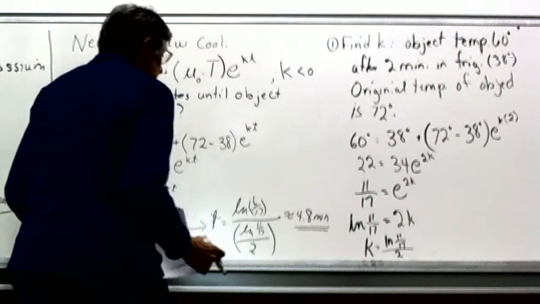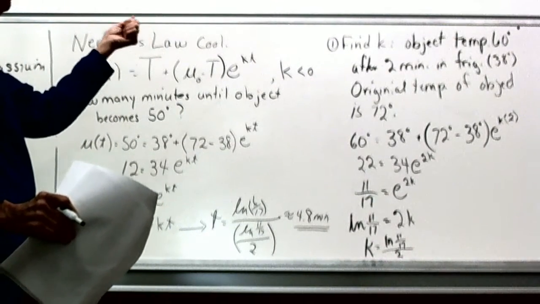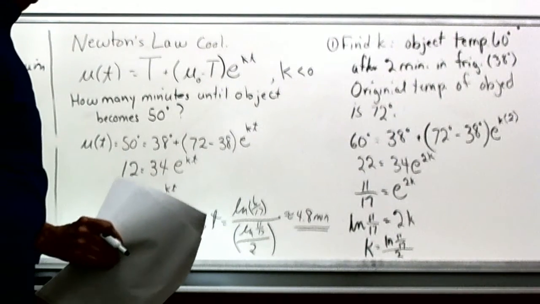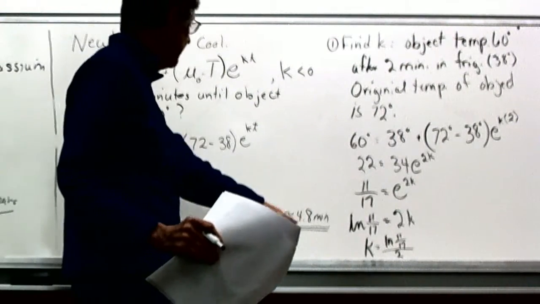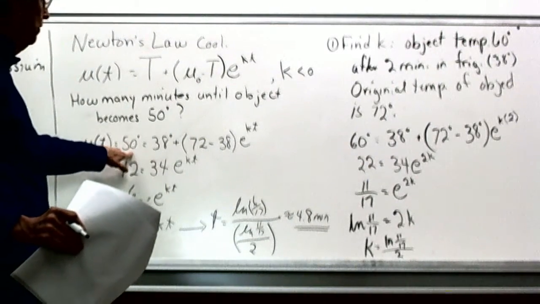using the calculator. So the object starts off at a temperature of 72 degrees, and it's going to take 4.8 minutes to get down to a temperature of 50 degrees.